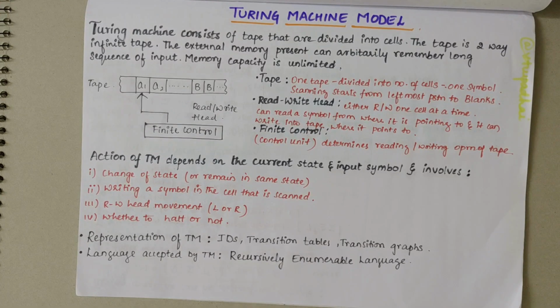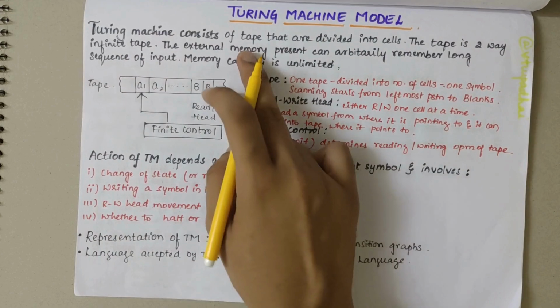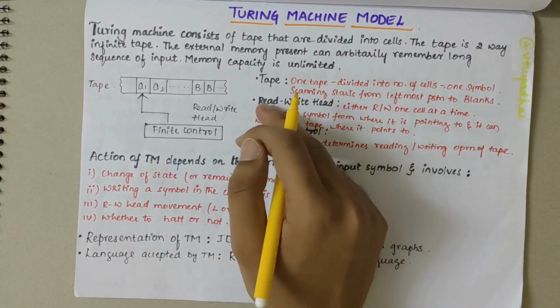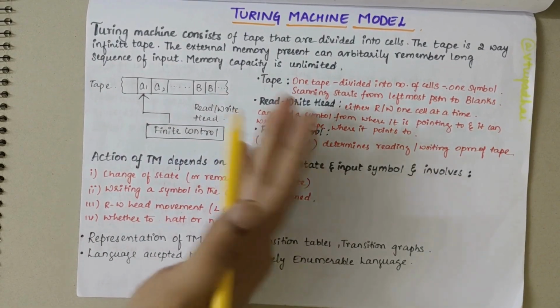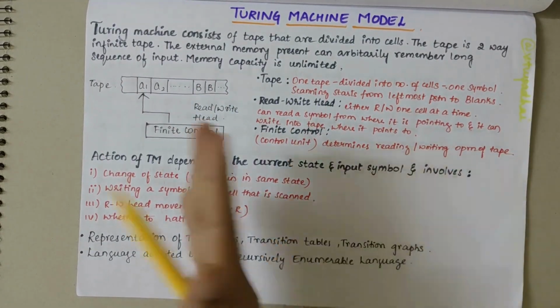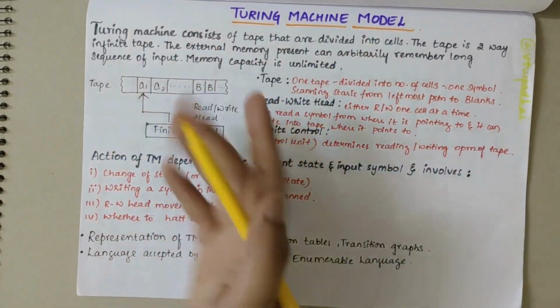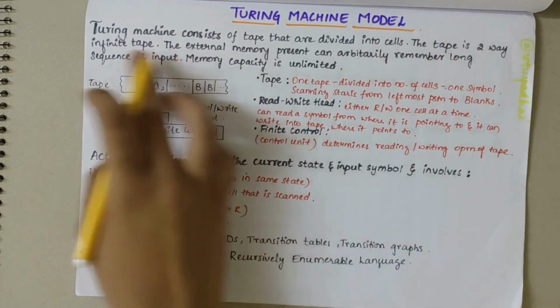In this video, we'll be looking into the Turing machine model, the theoretical topics. So firstly, understanding the definition of Turing machine. A Turing machine consists of a tape that is divided into cells. Let's take this as a tape which is divided into further small cells which can store one symbol at a time. The tape is a two-way infinite tape.